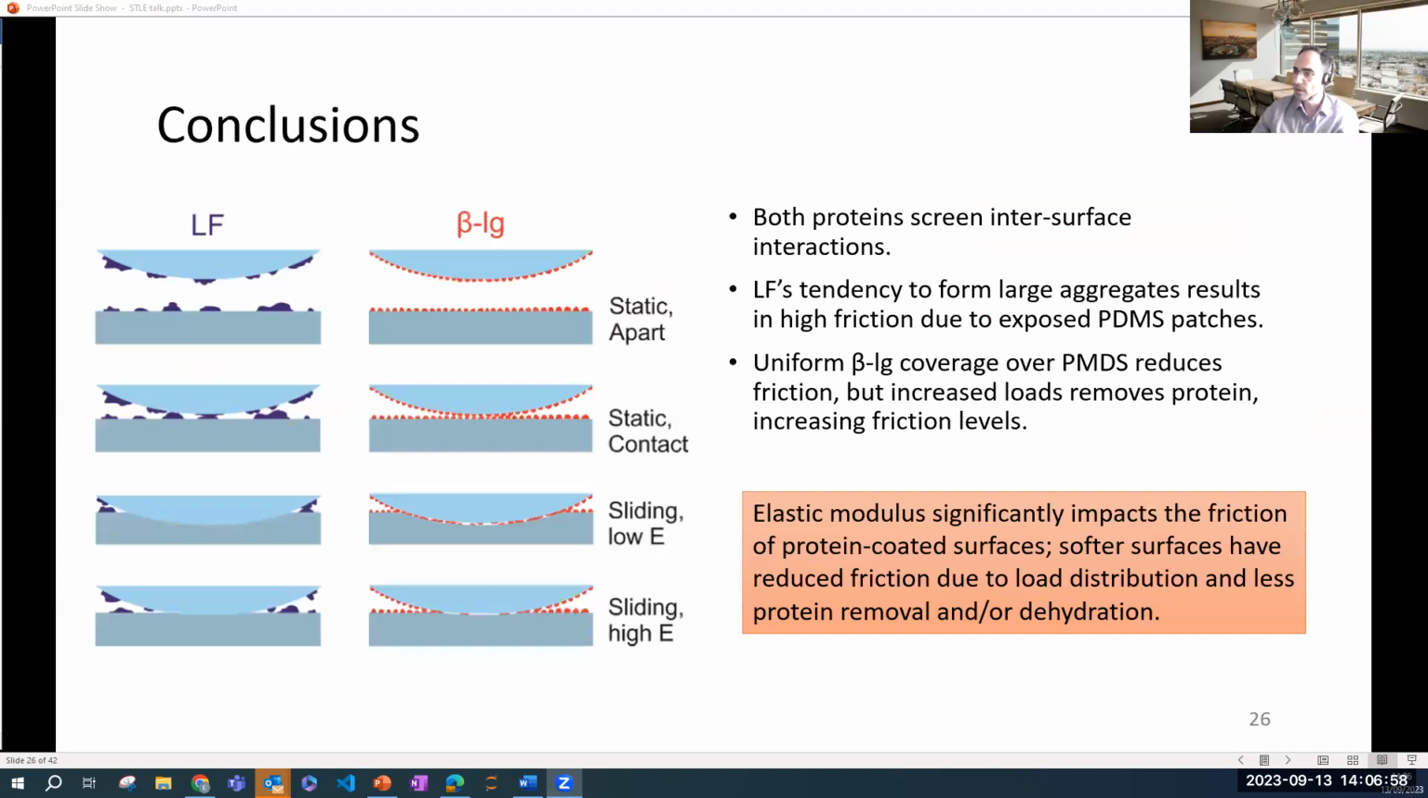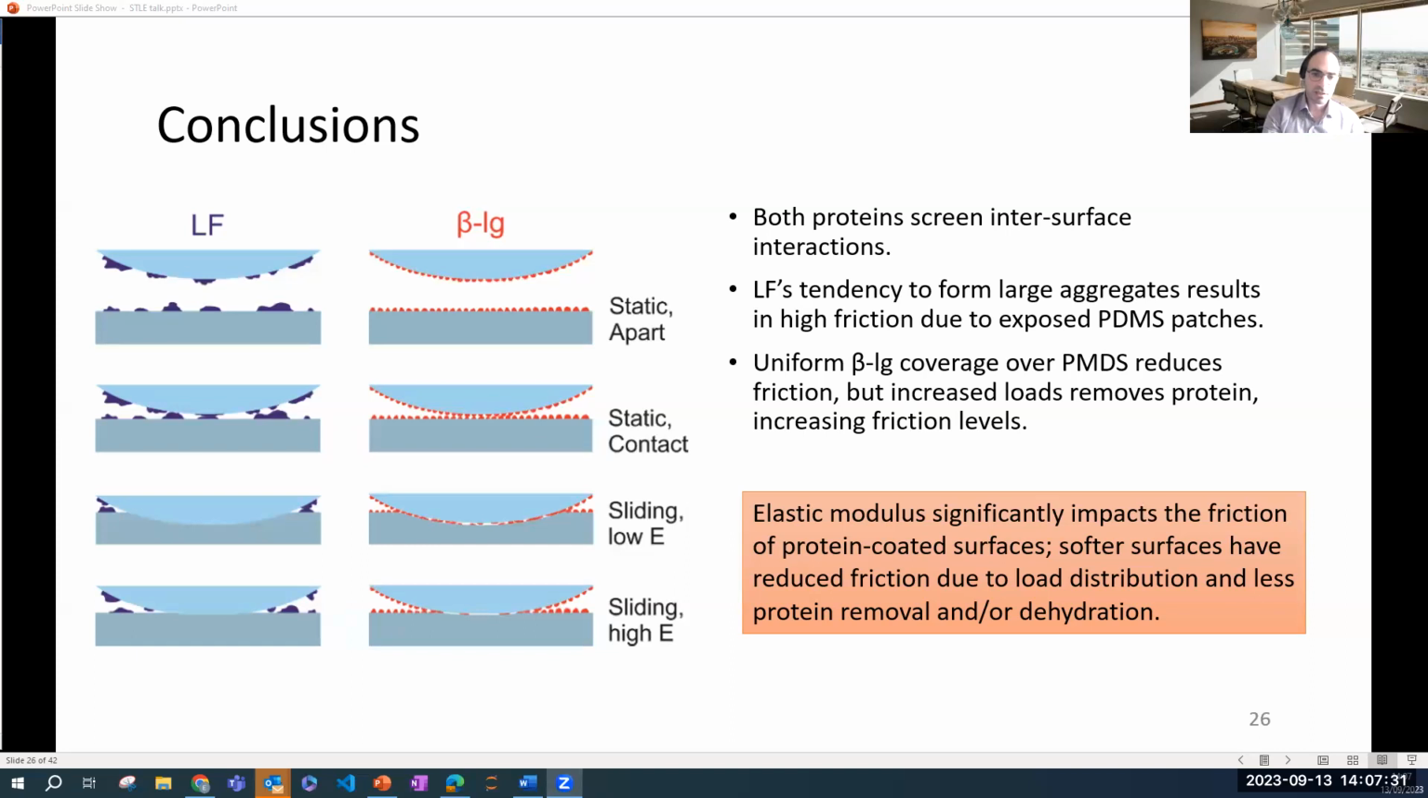In summary, we can propose a lubrication mechanism in this graph here. Initially both proteins coat the PDMS surfaces to a different extent, effectively screening the interaction between the two surfaces. However, once sliding begins, lactoferrin is easily removed from the contact area, resulting in high friction, because you have something like PDMS versus PDMS, which has a very high friction in buffer.